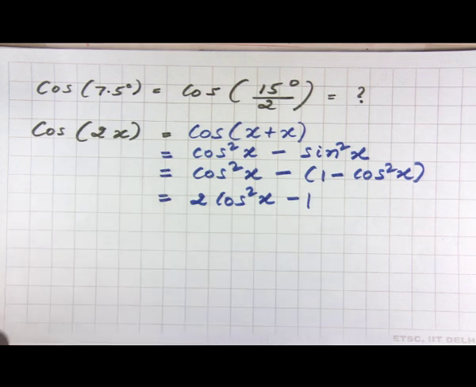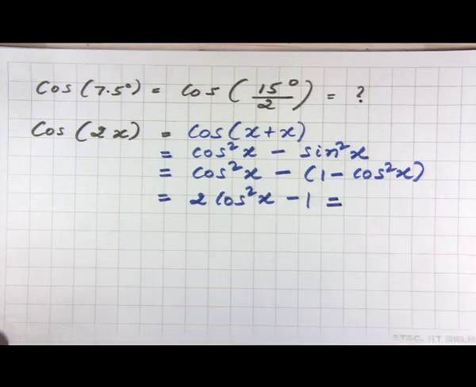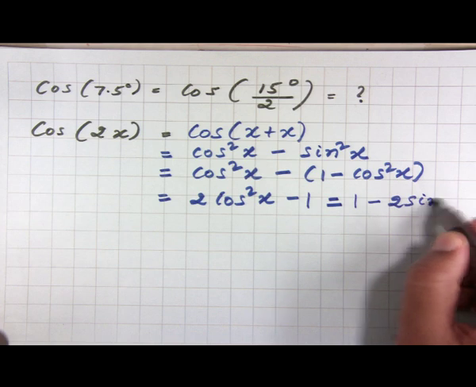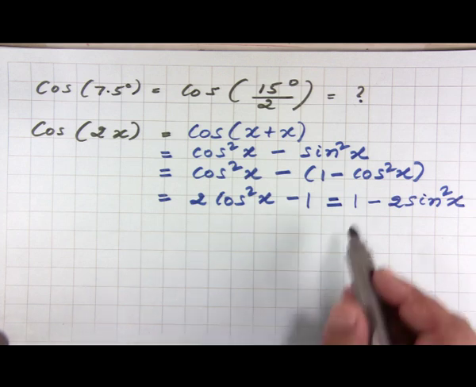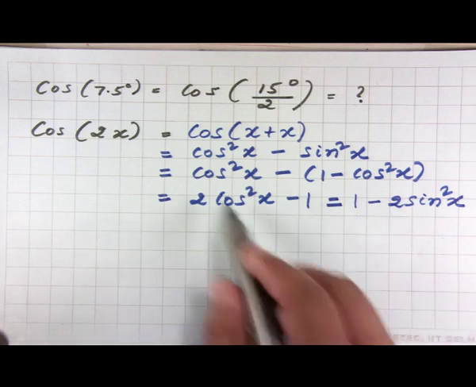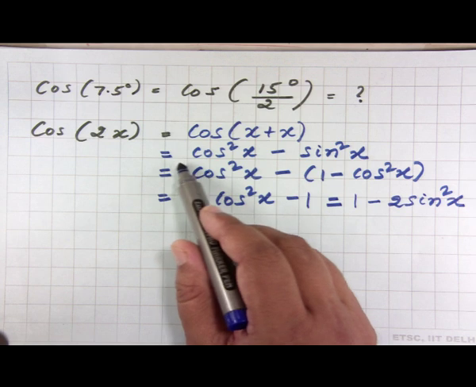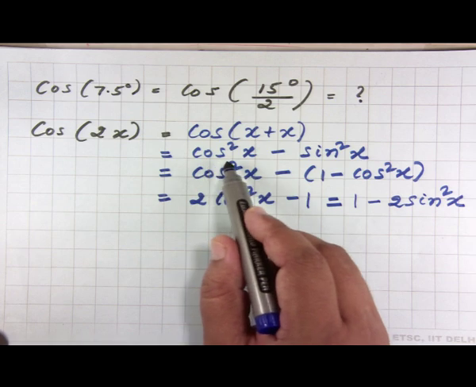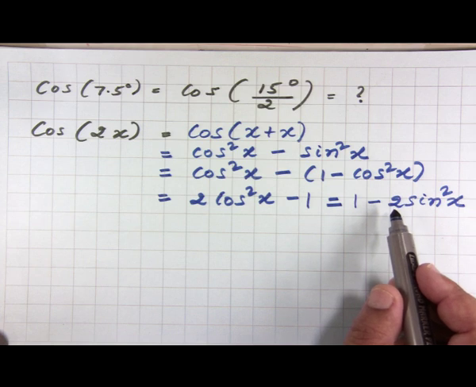And in fact, you can show that this is also equal to 1 minus 2 times sin square x. To get that is very simple. You just need to go 2 steps back, and in this equation over here, you need to replace this cos square x term by 1 minus sin square x, and that is how you get this expression.